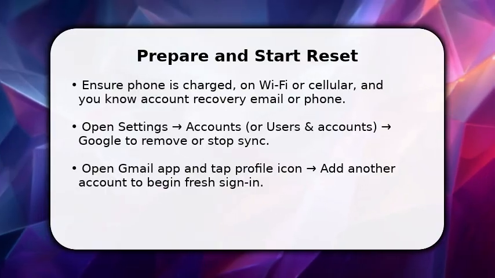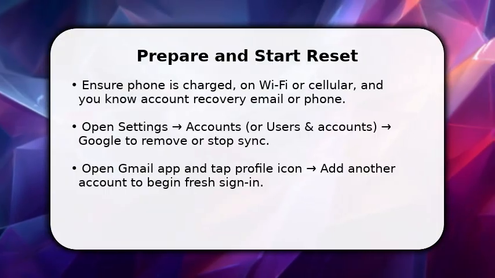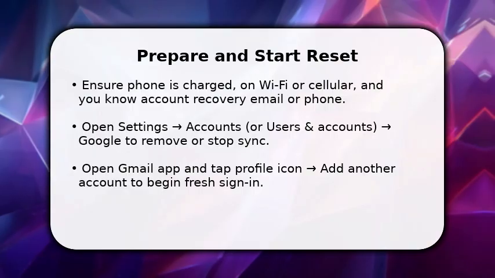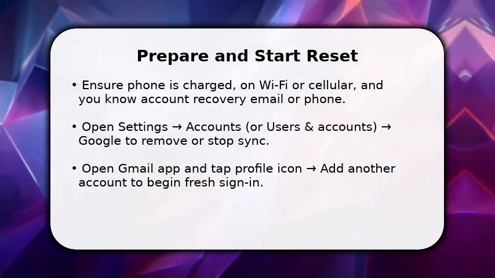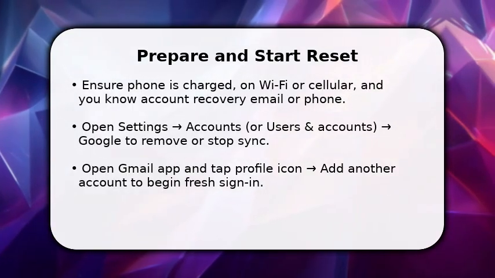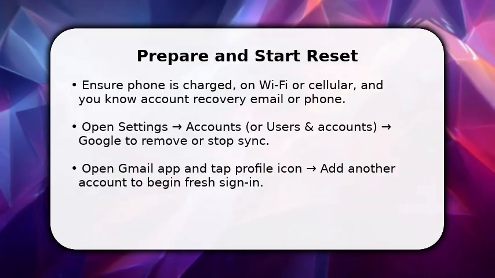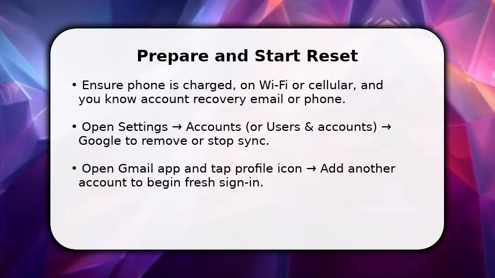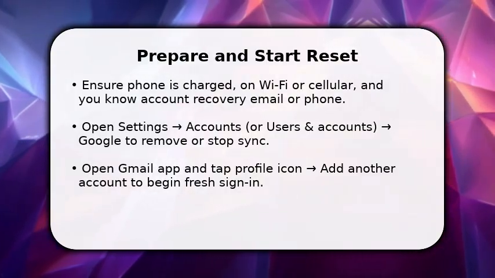You begin by confirming essentials: charged phone, internet access, and recovery contact ready. Once done, go straight to Settings and open Accounts or Users and Accounts. Select Google and remove the account you want to reset, which clears local sync and cached data. Make sure you stop sync rather than factory reset the device.